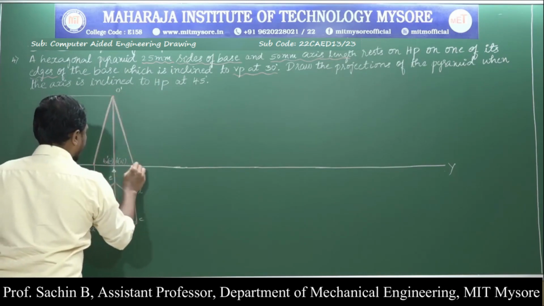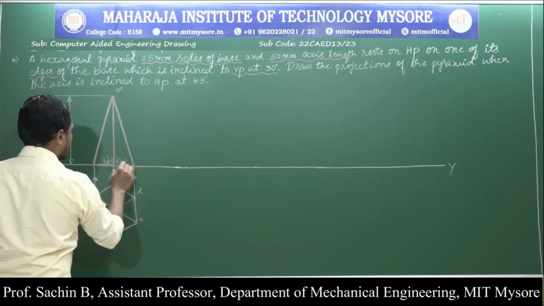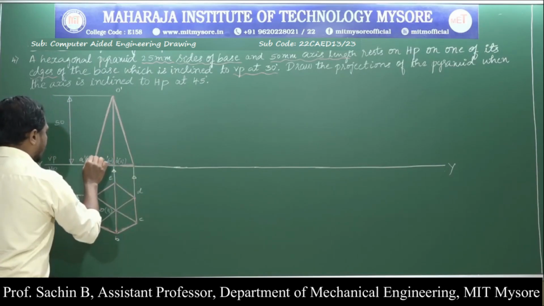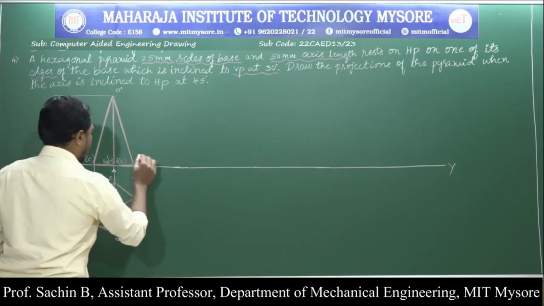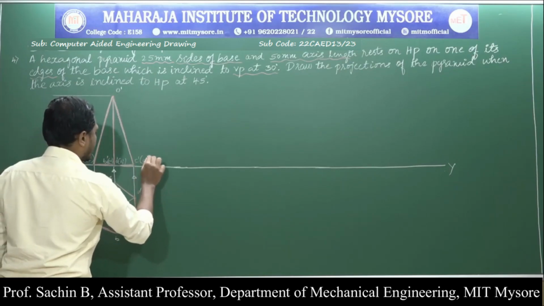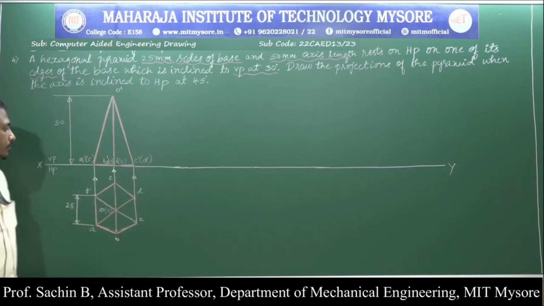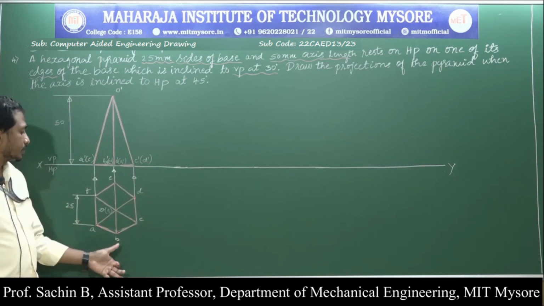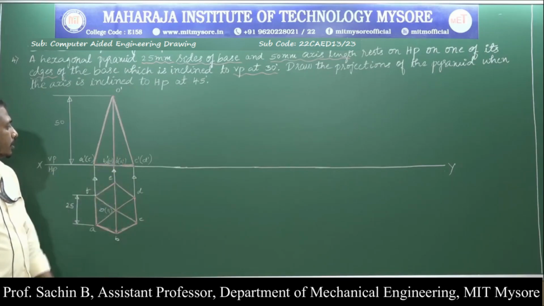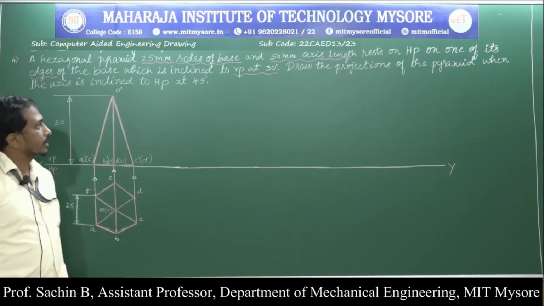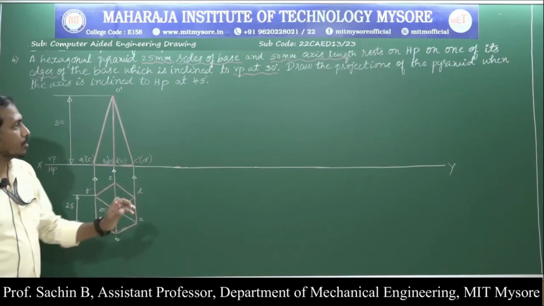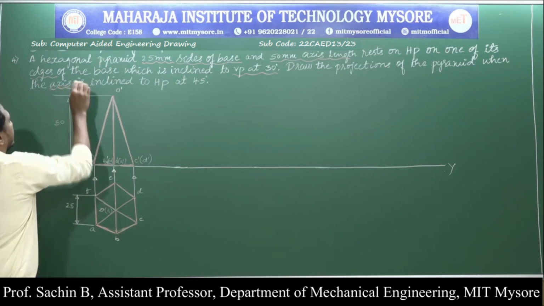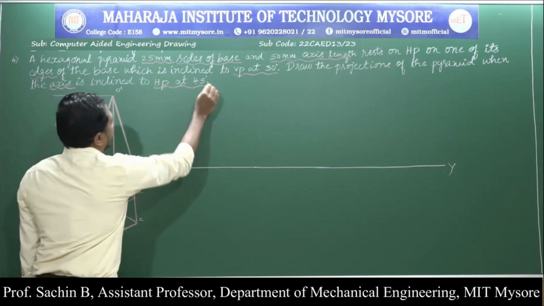The base is clearly visible for us. I am going to call this A dash to E dash and this point as C dash to D dash. This is the first position of the object by drawing its top view and also its front view. Next, they have given that in the last sentence, draw the projections of the pyramid when the axis is inclined to HP at 45 degree.